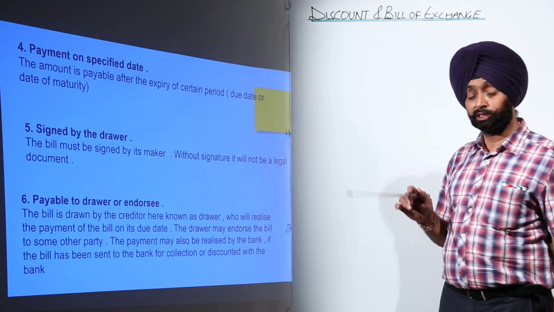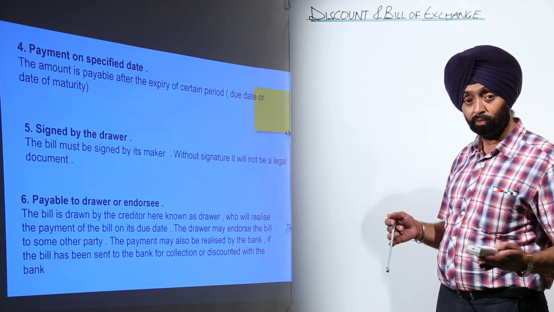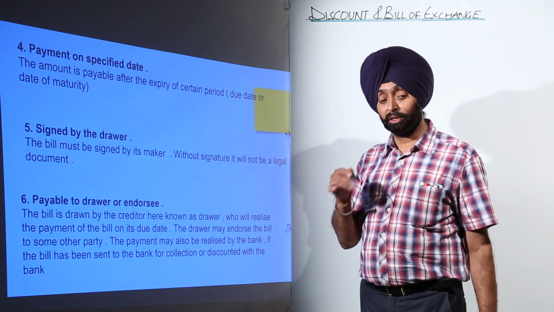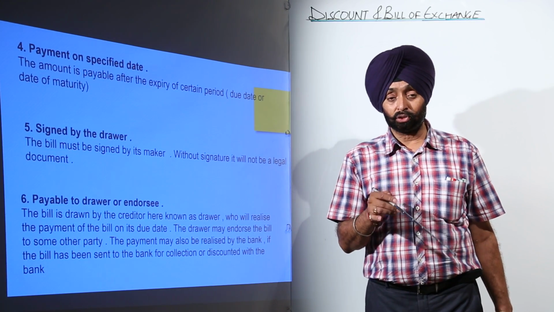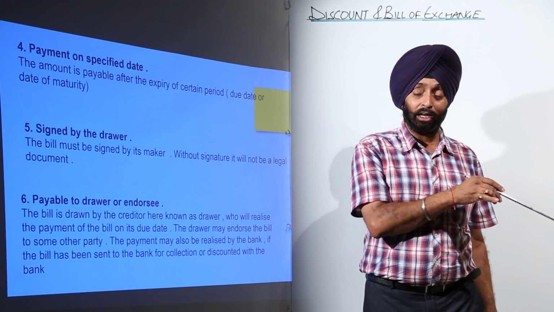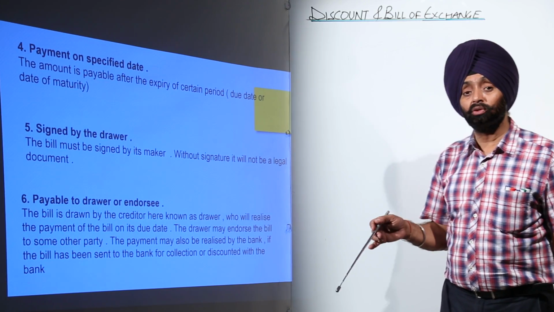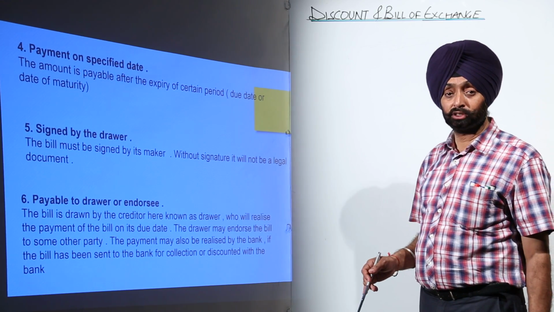Suppose the wholesaler has a bill of exchange with him. Now it should be endorsed so that if a person is not paying, then on behalf of that person, who is going to pay? There is some legal agreement between that person and a bank. So on that particular date, the bank is going to pay. So these are the 6 conditions which a bill of exchange should have.